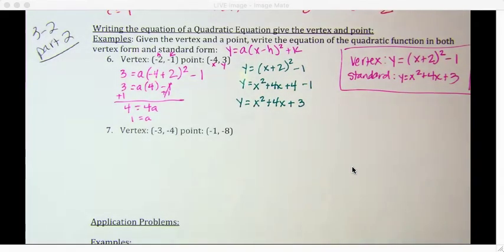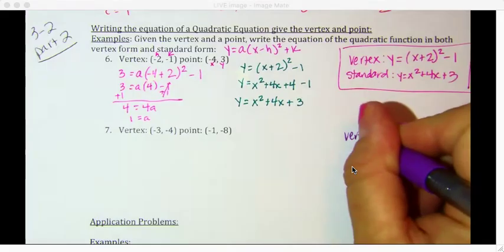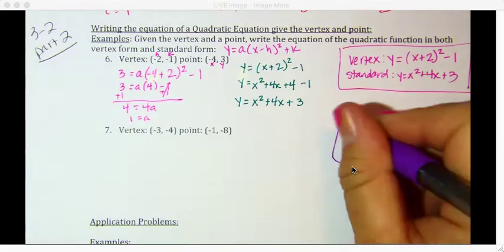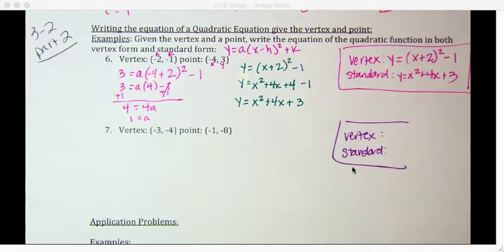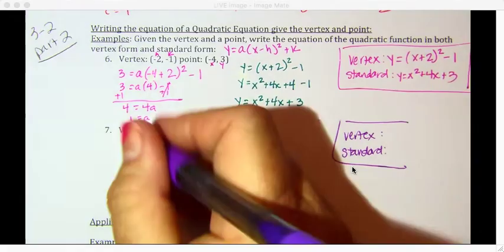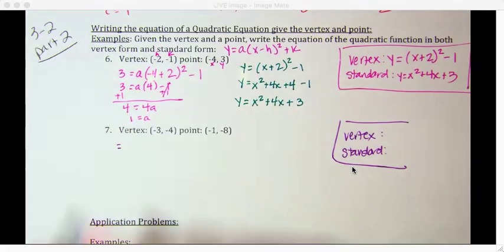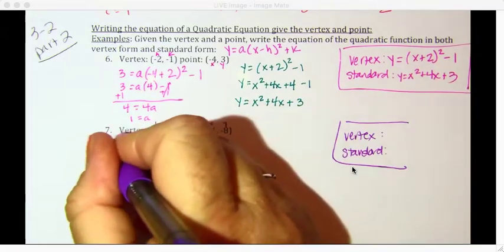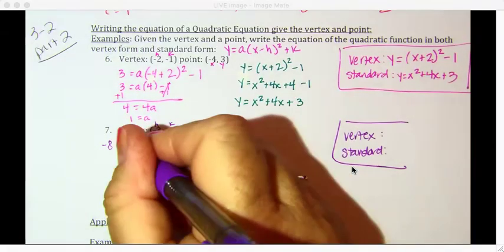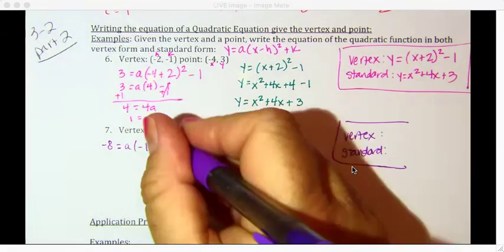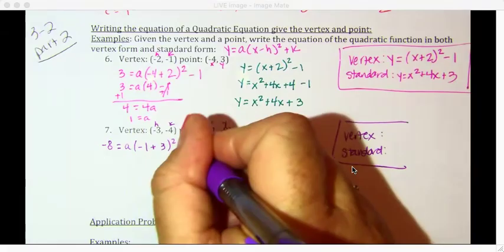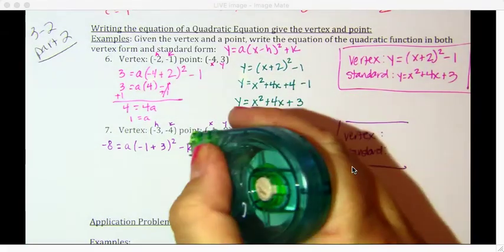Okay. Let's do another example. Just as a reminder to myself, I'm going to write vertex and standard, so I have my two answers over here. And I'm going to do the same thing. So I'm plugging in my vertex and the x and y values. This is my h, this is my k, this is my x, this is my y. So -8 for y. I don't know my a value. My x is -1. My h is -3. So that's going to be plus 3 squared and then minus 4.